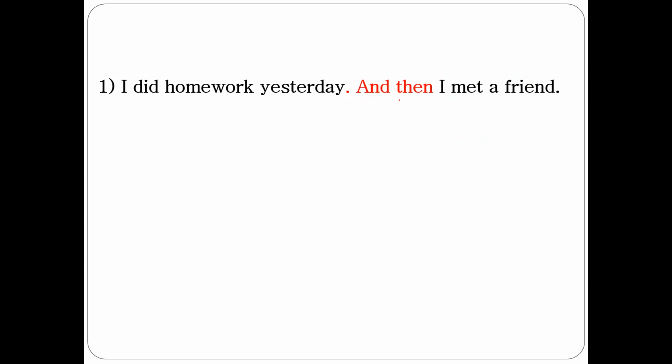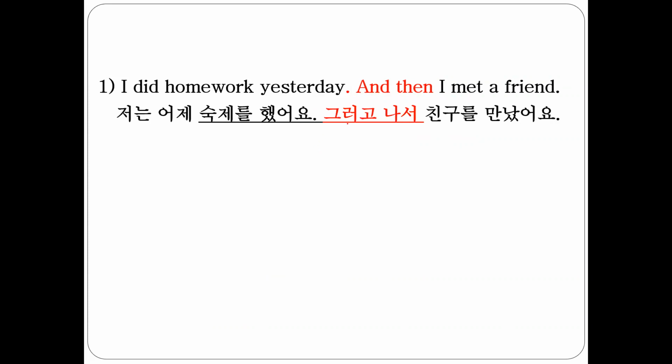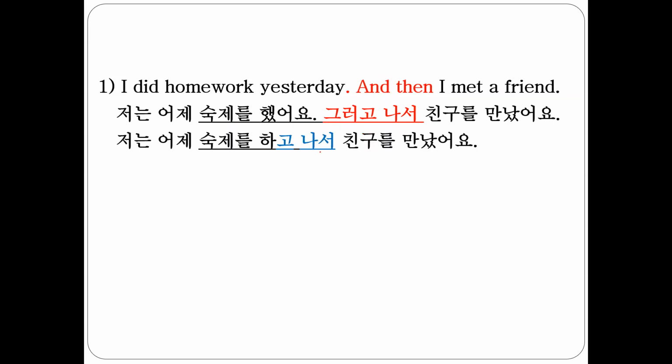Then this one in Korean we say 그러고 나서. Then 저는 어제 숙제를 했어요. 그러고 나서 친구를 만났어요. This can be also shortened into one using the 고 나서 structure. 어제 숙제를 하고 나서 친구를 만났어요. Verb stem plus 고 나서: action related, sequence of actions in a temporal order. Because this is occurred first and this one occurred later.